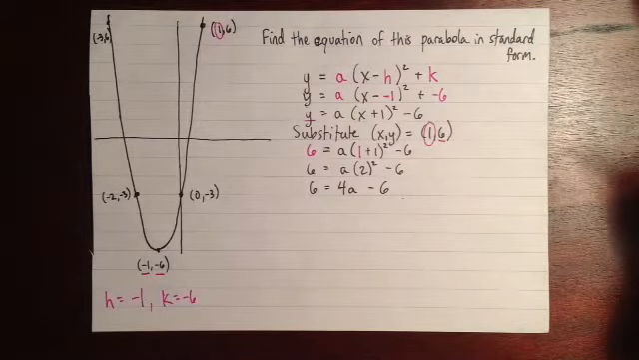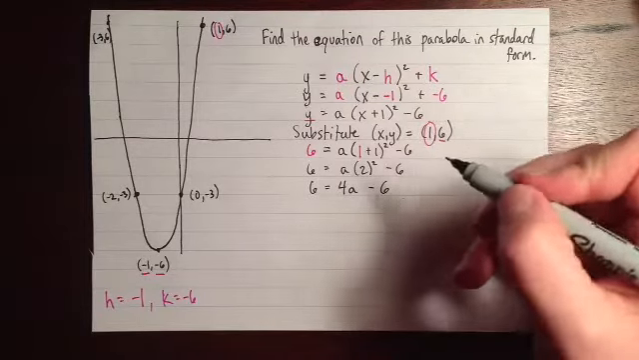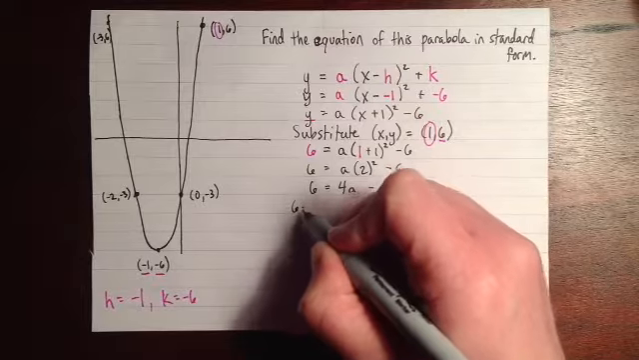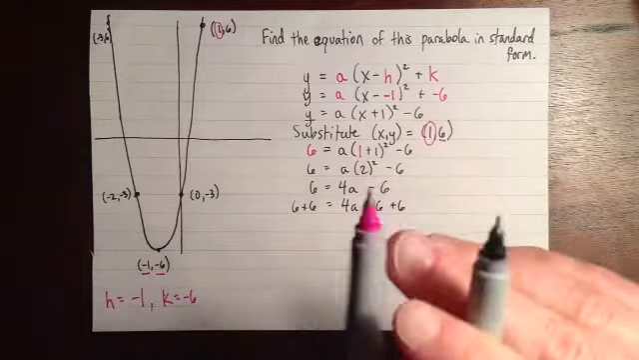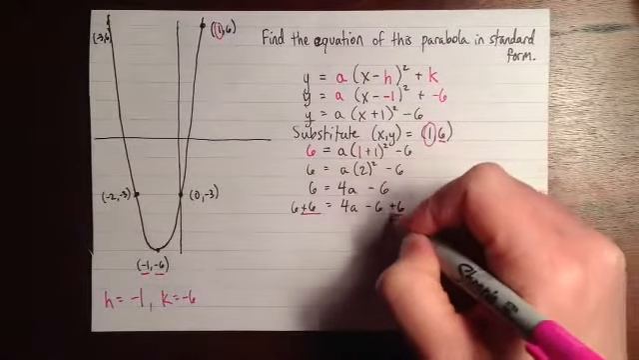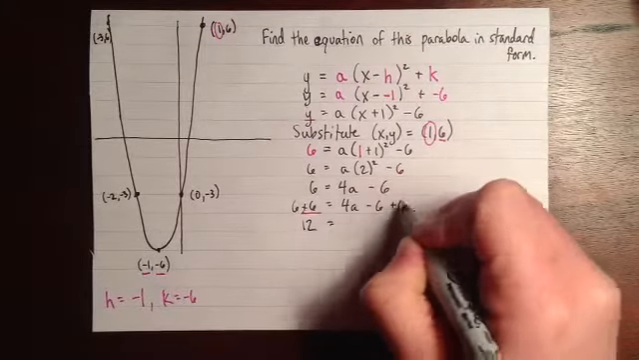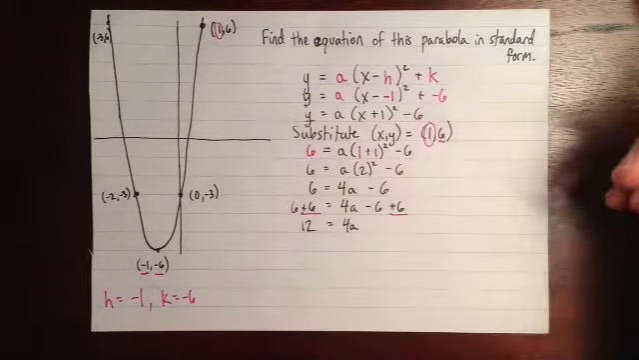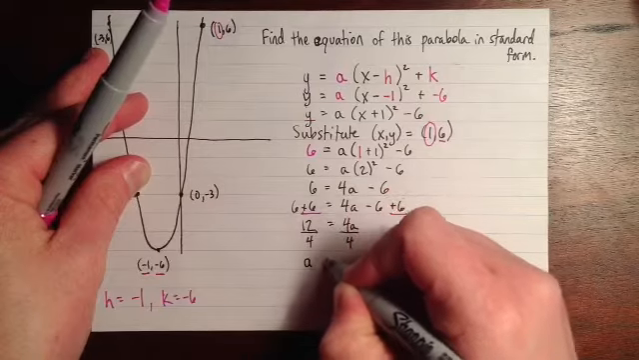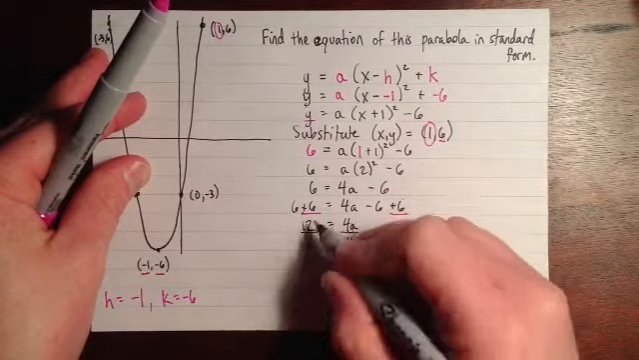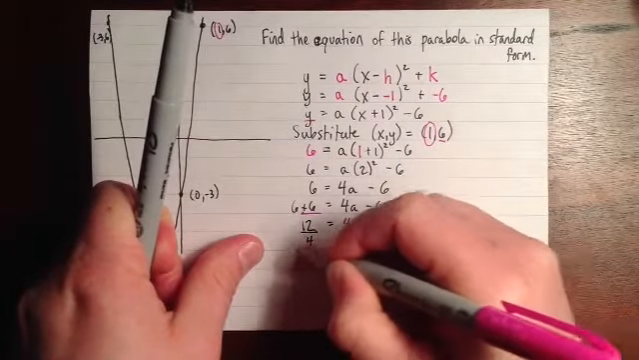Now I need to solve this equation. I want to isolate a, so to get rid of this minus 6, I'll add 6 to both sides. Let's do this on the next line because I don't have enough space. 6 plus 6 is 12 over here, and over here I've got 4a. Then I'll just divide both sides by 4. So a equals 12 divided by 4, which is 3. And that was exactly what I was after.